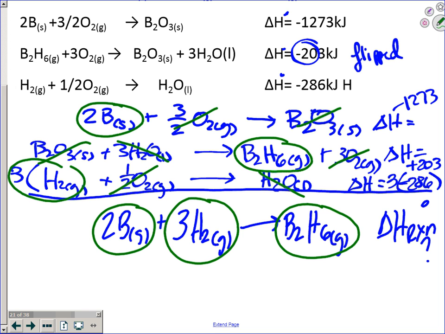So I've successfully added up my equations to make my final equation. Now I need to add up my delta H's. So negative 1273 plus 203 plus 3 times a negative 286. Anybody?